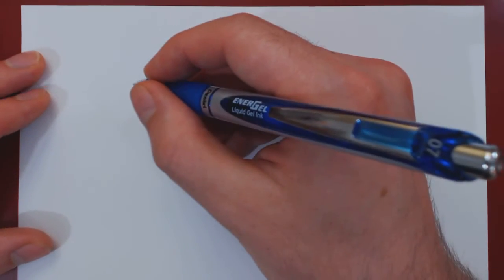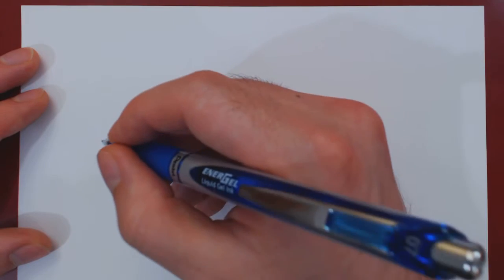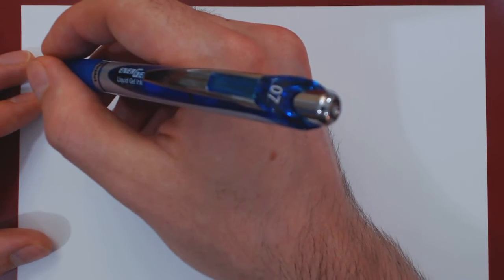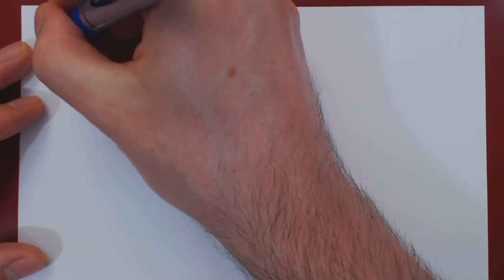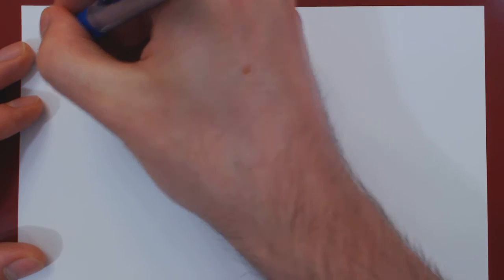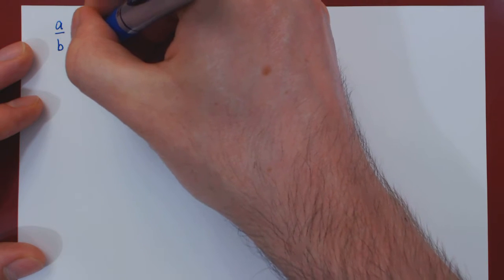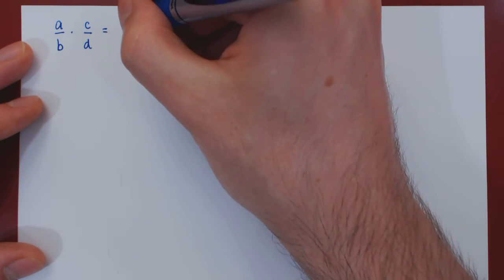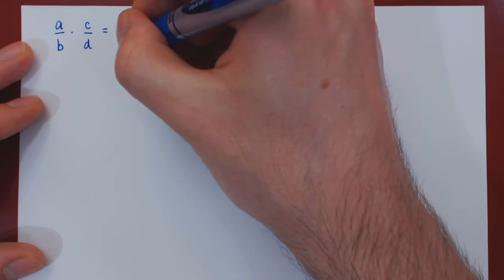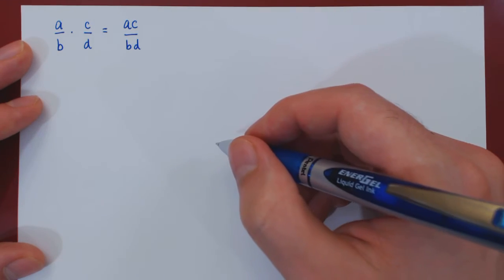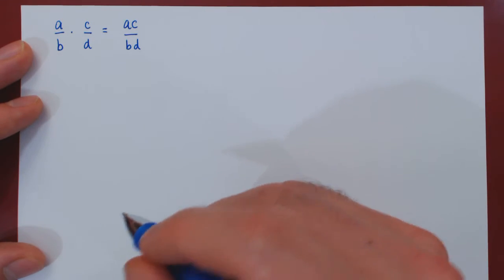Okay, so in this video, we want to review how to multiply fractions together. Think of a, b, c, d as positive integers, then a over b times c over d is equal to, as a single fraction, ac over bd. And let's think of why this should make perfect sense.